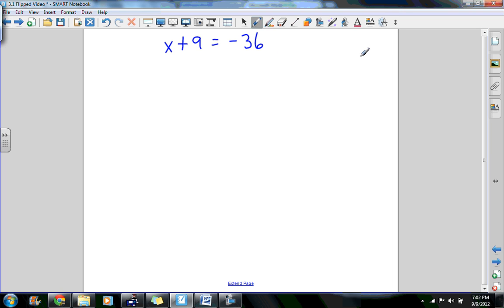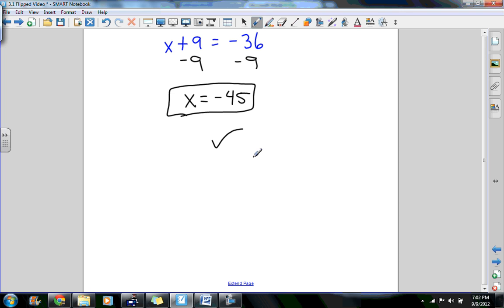It's pretty fantastic. All right, for this one, we should have gotten -9. X equals -45. And as always, you should have checked your answer.